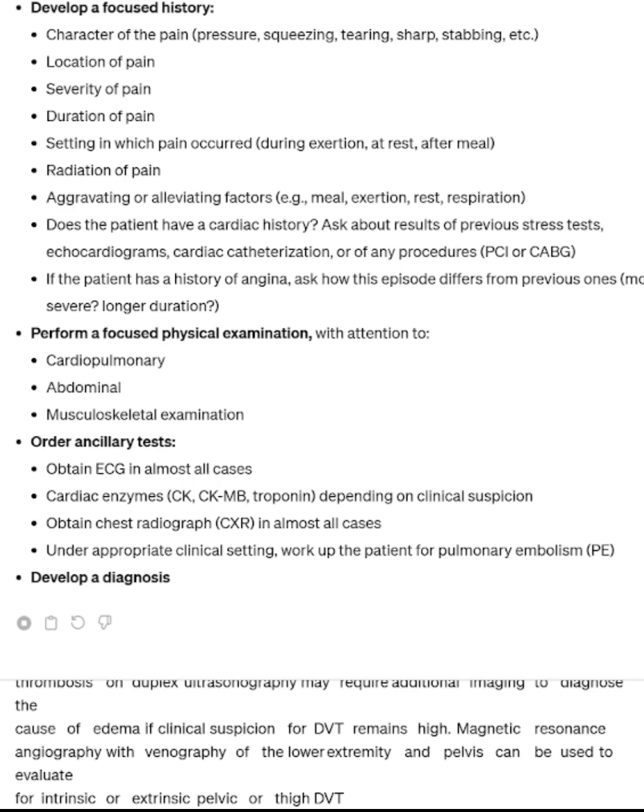Order ancillary tests. Obtain ECG in almost all cases. Cardiac enzymes: CK, CK-MB, troponin, depending on clinical suspicion. Obtain chest radiograph (CXR) in almost all cases. Under appropriate clinical setting, work up the patient for pulmonary embolism (PE). Develop a diagnosis.